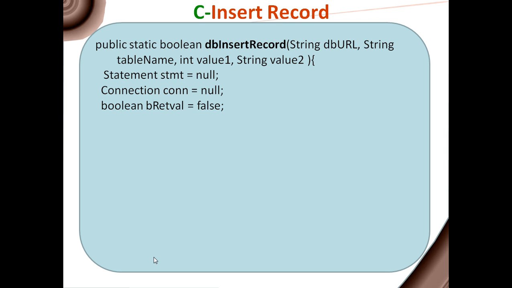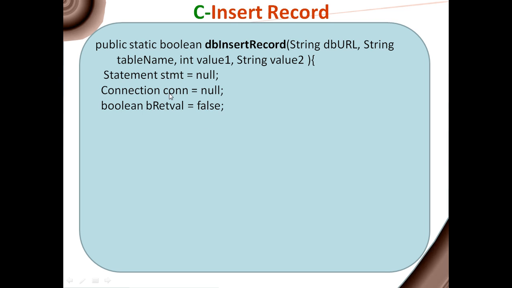We'll create a method called dbinsert_record, and it will again take multiple parameters. It's going to take the db URL, then the table name and the value that you want to insert. Ideally, when the values are more than 3 or 4, an object will normally be passed instead of these parameters, but currently we are sending only 2 values. So for us to understand the concept, we are using value 1 and value 2.